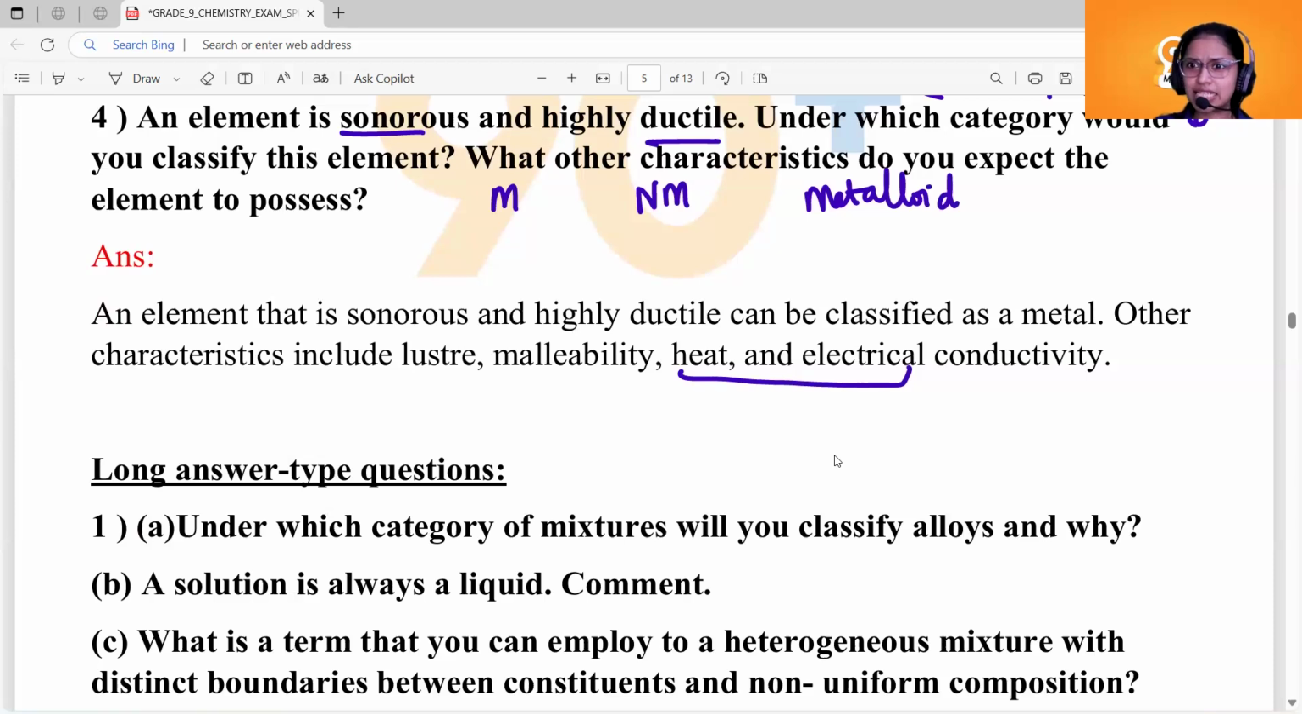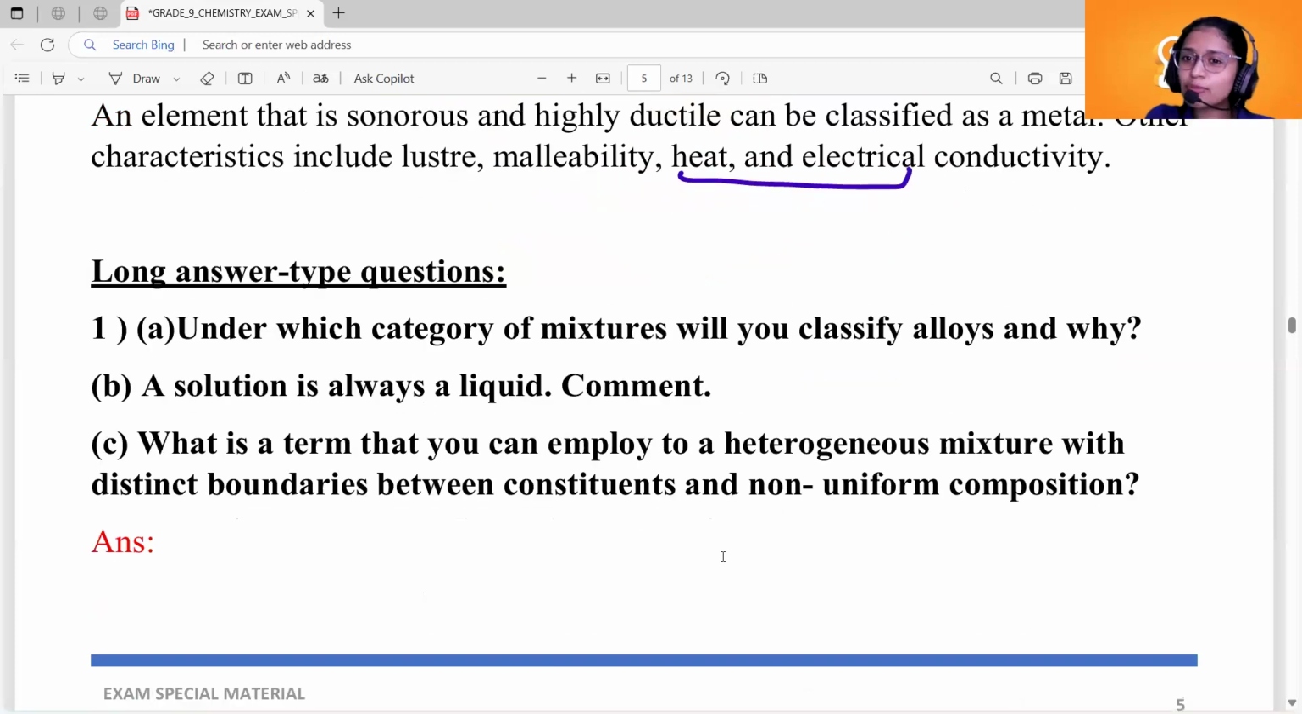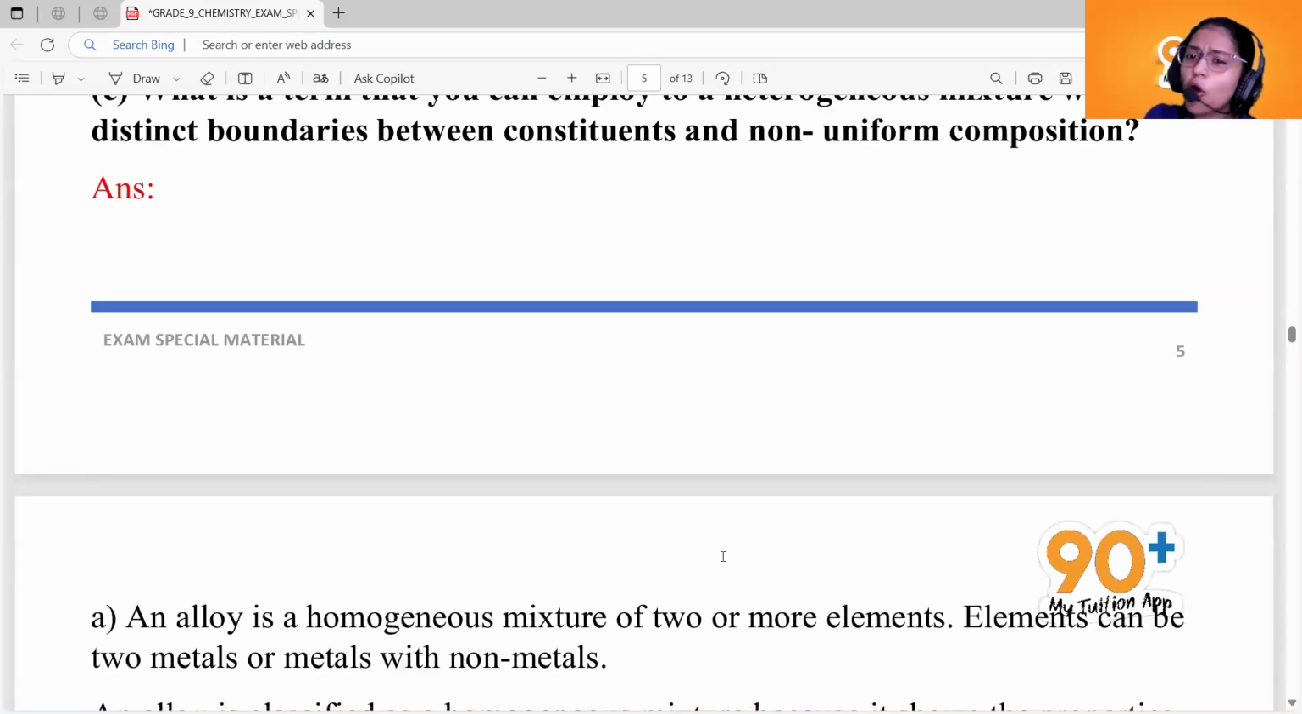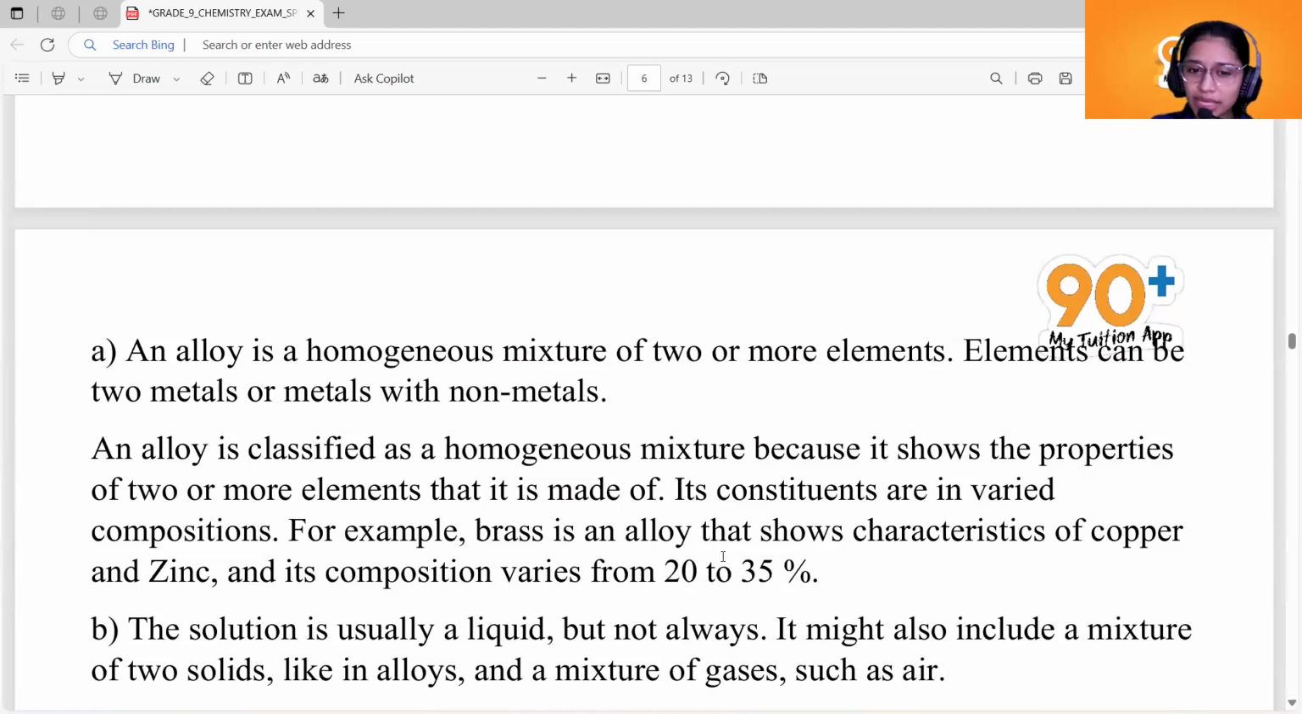Now, a solution is always a liquid. Is it? No, right? We studied several types of solutions. We studied solid and solid type solutions, solid and liquid type solutions, gas and liquid type solutions, liquid and liquid type solutions, and gas and gas type solutions. So usually the most common examples of solutions are liquids, but that does not mean that they're always liquids. It might also include a mixture of two solids like alloys, or a mixture of gases like in air. Is it clear? Usually solutions are liquids, but they are not always liquids.